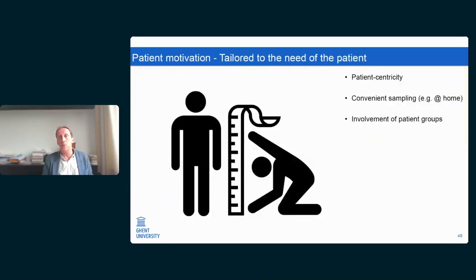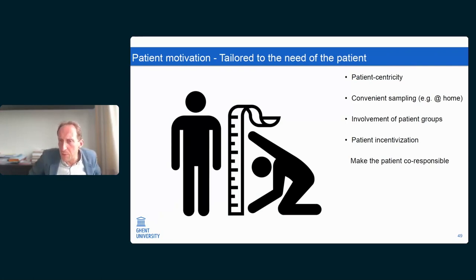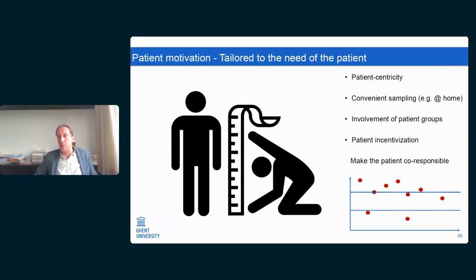And also, if you look at the patient's motivation, it's really important to make the patients co-responsible for their results. For instance, if you envisage a patient with longitudinal measurement results like this, and you give the patient real insight into his or her results, then this patient may see, okay, this is what I normally should be between these two broken lines, and this is what my results look like.